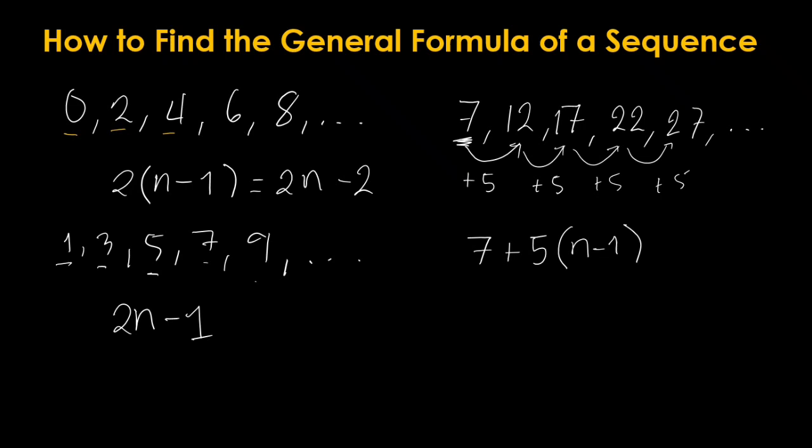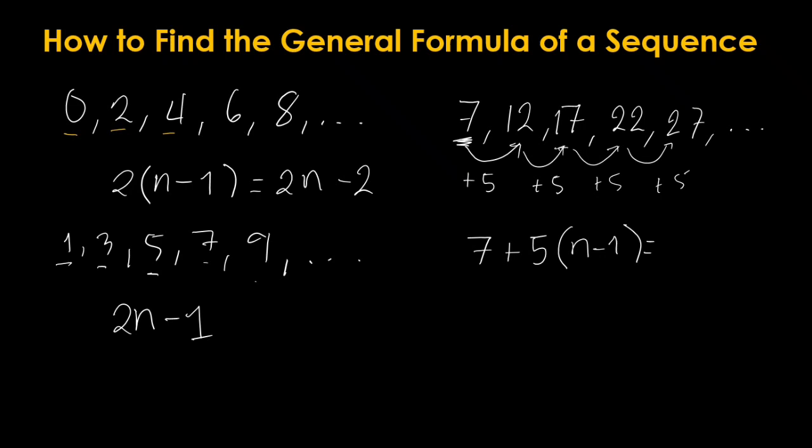Okay, so you can check this out. If your n is 1 for the first term, 1 minus 1 is 0. So this term here is 0, so we get 7 for the first term. For the second term, n is equal to 2. 2 minus 1 is 1, times 5 is 5, plus 7 is 12. Third term, n is 3. 3 minus 1 is 2. 2 times 5 is 10, plus 7, 17. You can verify the rest of the sequence.